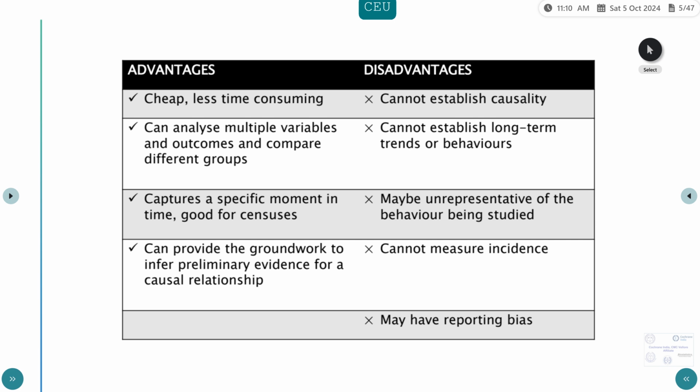Disadvantages: it cannot establish causality. It cannot establish long-term behaviors or trends in a certain variable. It may not be representative of the behavior being studied if your sampling is not good, so that's an inherent problem with this kind of study. It cannot measure the incidence of a given outcome; it can only tell you the prevalence. And it may have some reporting bias because it's mostly descriptive and analytical, so the reporter's biases come into play when they are doing the final discussion and conclusion.